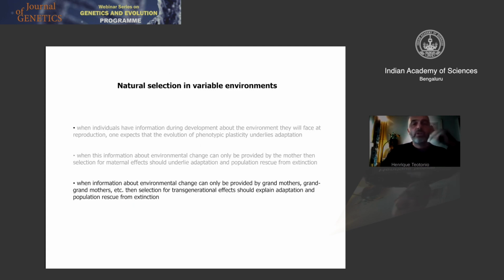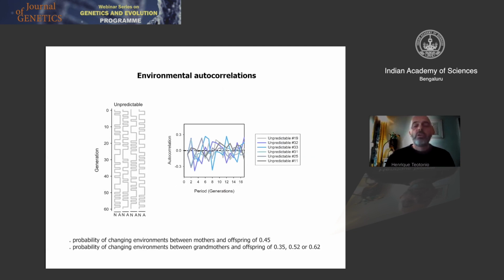In a similar way as we argue for the evolution of maternal effects, we can argue for the evolution of higher-order transgenerational effects. In particular, when the information about environmental change can only be provided by grandmothers, or great-grandmothers, etc., then selection for these transgenerational effects should explain adaptation and population rescue from extinction. Indeed, there is this information. Even though we've constructed these sequences to be uninformative between maternal and offspring generations, there is information going back 3 generations or 4 generations, as can be seen over here by the autocorrelation of the environmental conditions of these sequences.